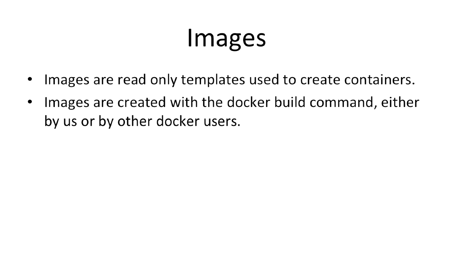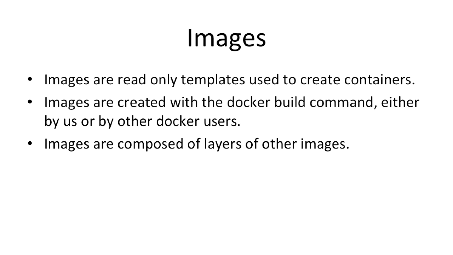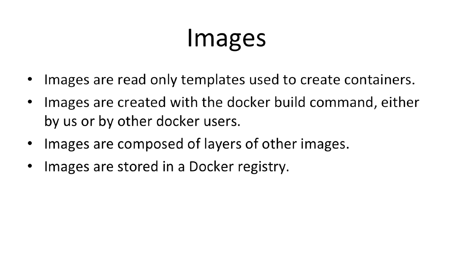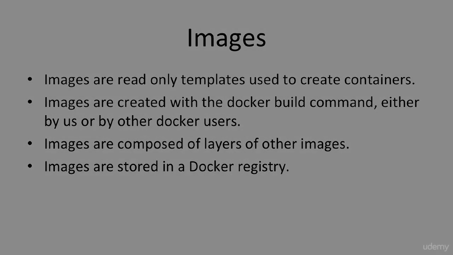Because images can become quite large, images are designed to be composed of layers of other images, allowing a minimal amount of data to be sent when transferring images over the network. Images are stored in a Docker registry, such as Docker Hub. We'll talk about it in a minute.